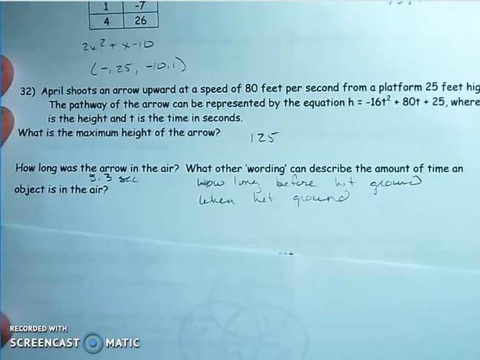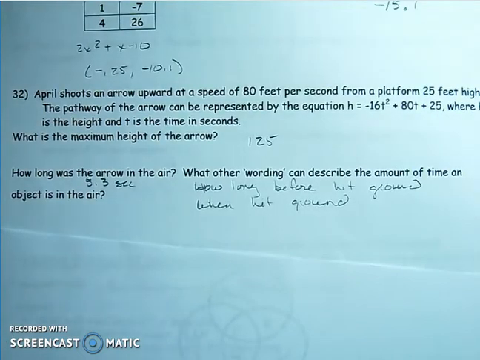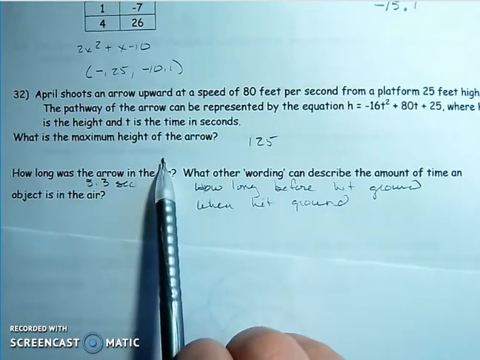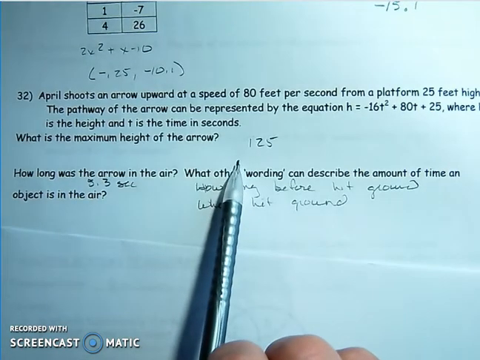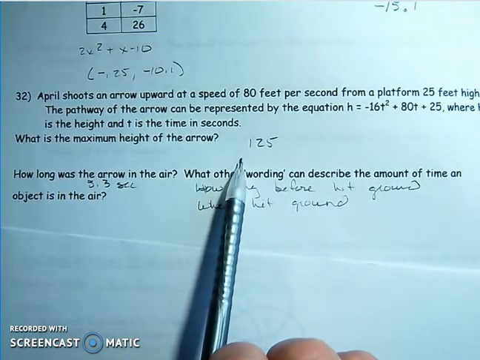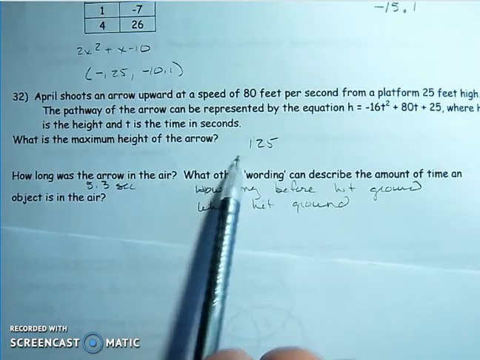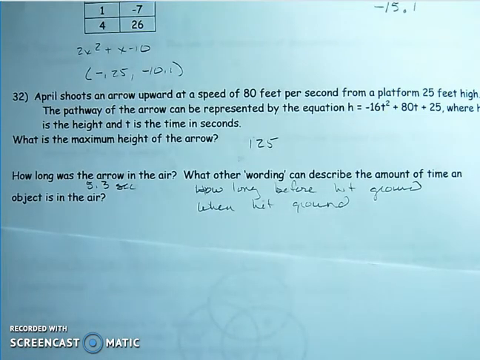The second question asks, how long was the arrow in the air? And that means it starts at one point and it goes to the other. So that's asking how much time has gone by to here, this 0. That is at 5.3 seconds. Again, there are multiple ways to find this. You can use the calculator to find the 0. You can use the quadratic formula to do it by hand. Either option is up to you.